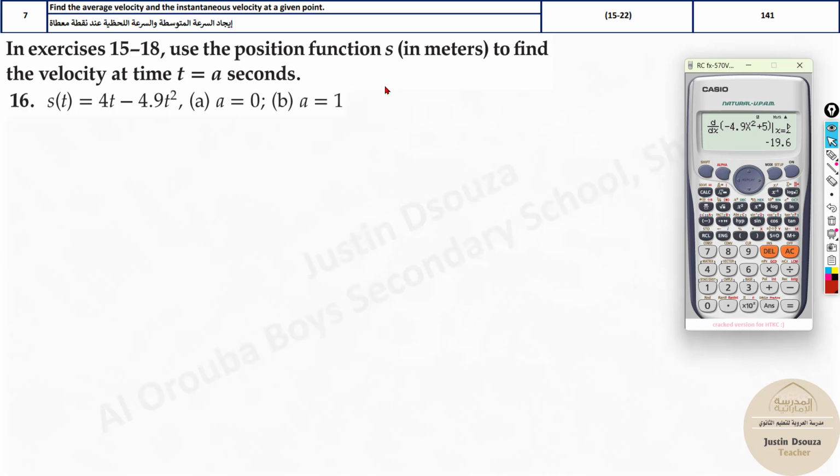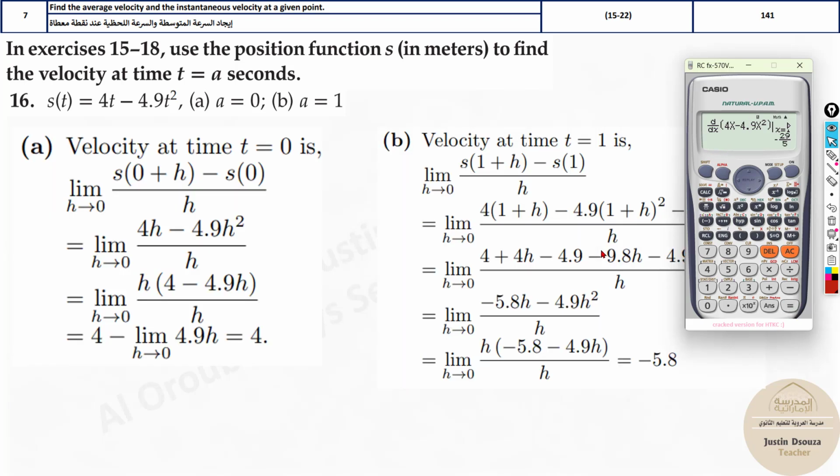Same thing over here. You can try it. Now I'm just going to change it over here directly. I'll go with the interval 1. And now all you need to do is change this up. It is negative 4.9 t squared. Over here I'll just add 4t. So this is it. Press equal to. You can see the answer is negative 5.8.